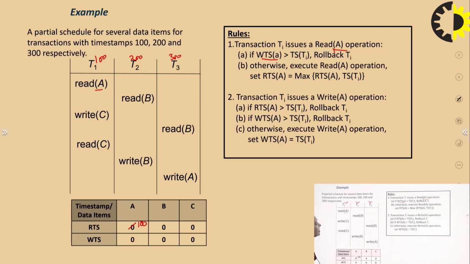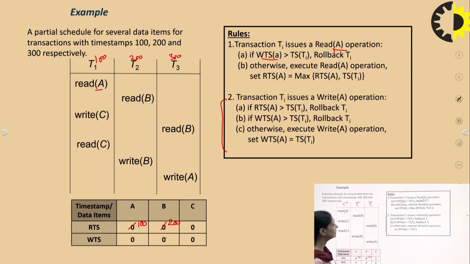Again, it checks whether the write timestamp of B is greater than 200, that is, 0 greater than 200? No. In that case, the read timestamp of B becomes 200 here. Then comes the write C. We'll check with this rule. The write rule says, if the read timestamp of C, the read timestamp of C is 0 here.